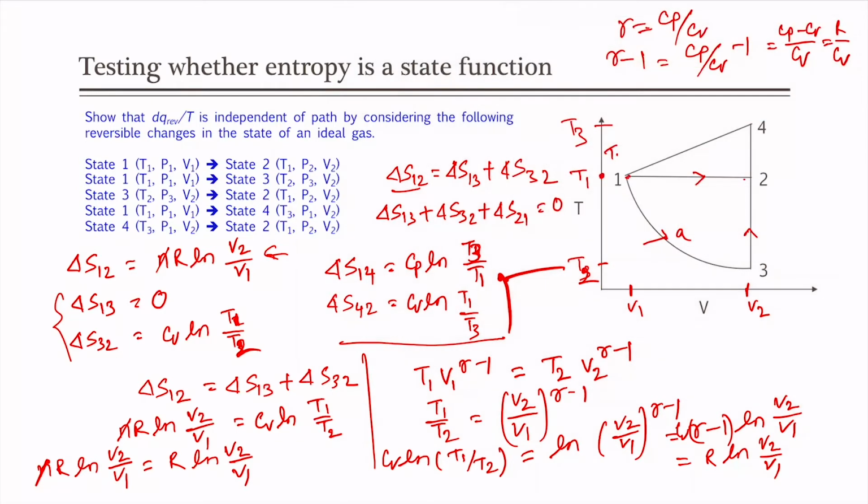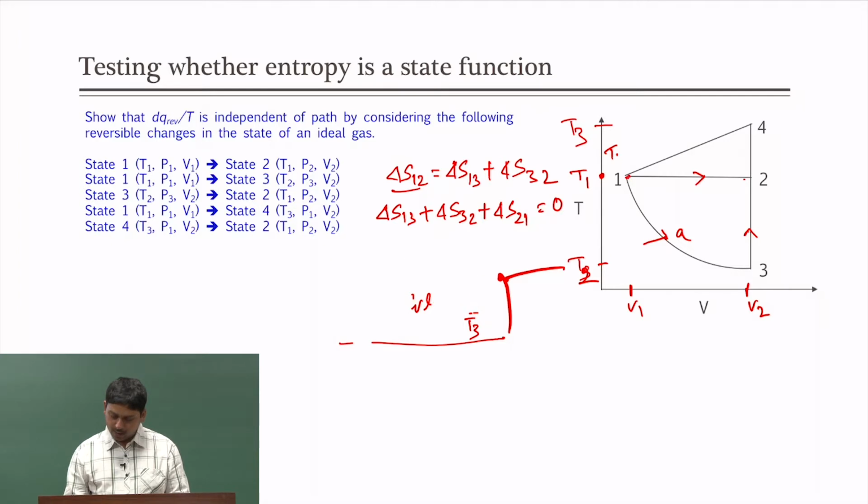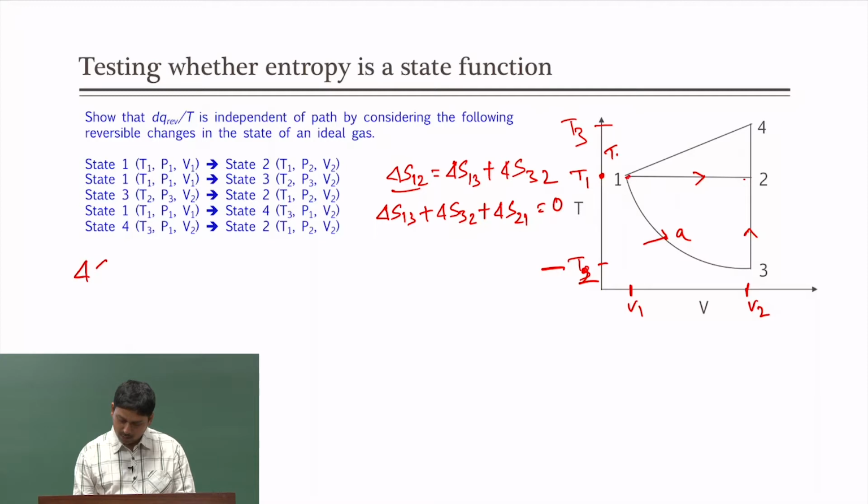Now we are going to erase this and show the other relation, for 1 to 4 and 4 to 2. The other relation says that delta S14, going by this path, plus delta S42 is equal to delta S12.